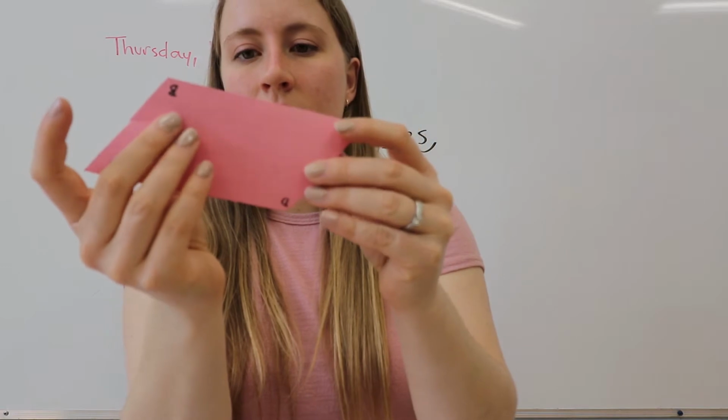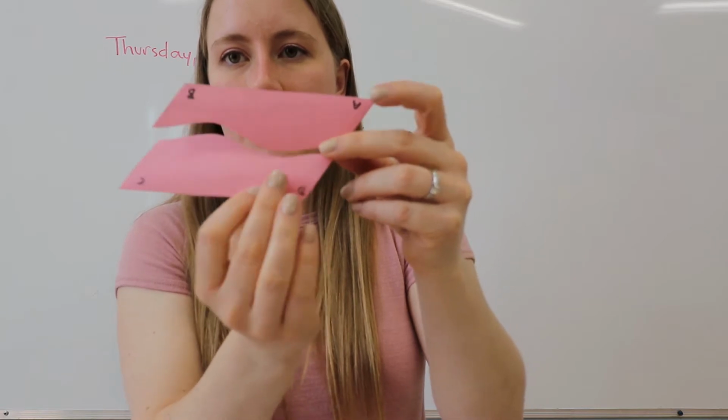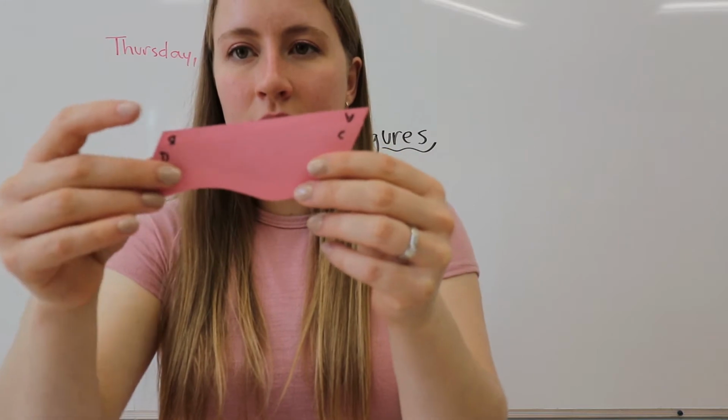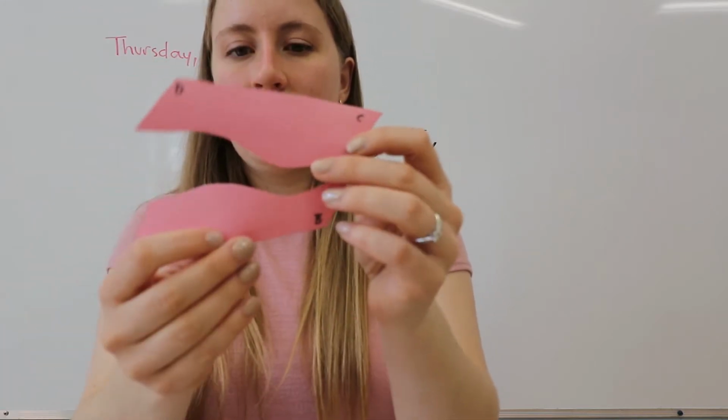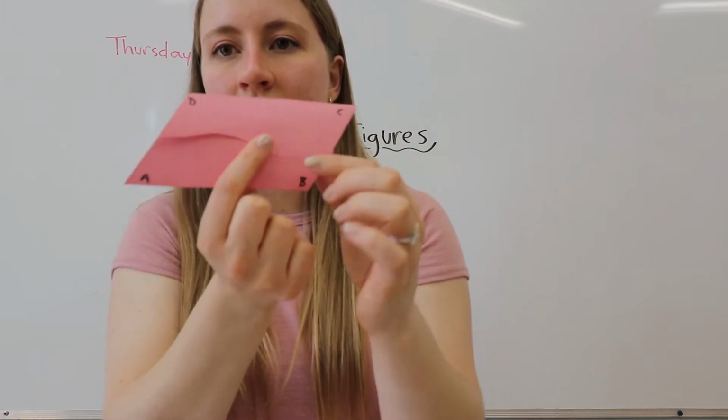You remember, A is here, and C is here, and B is here, and D is here. So if I flip my parallelogram around, that's the angles that line up. So that's how we see that the angles across from each other are equal.